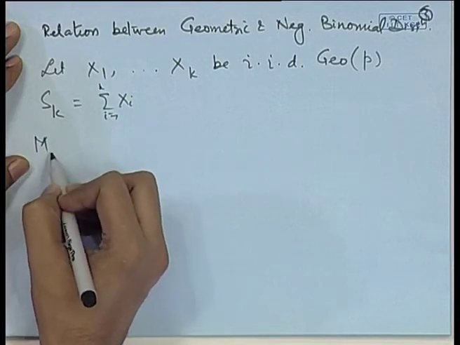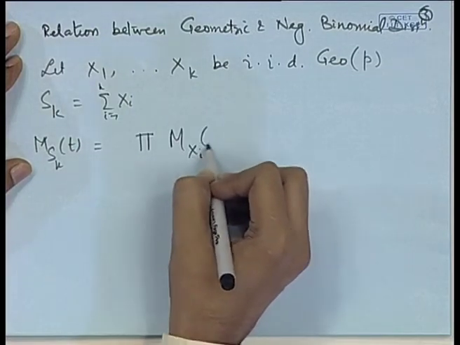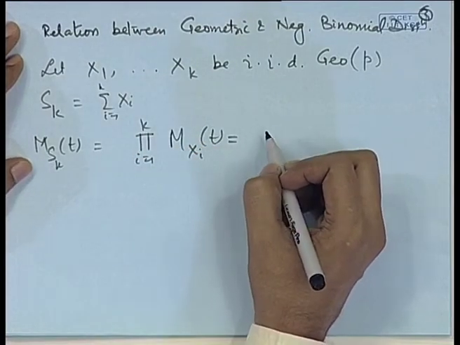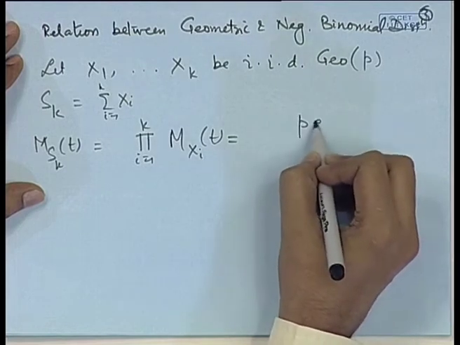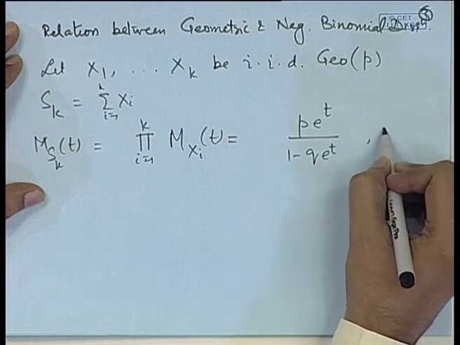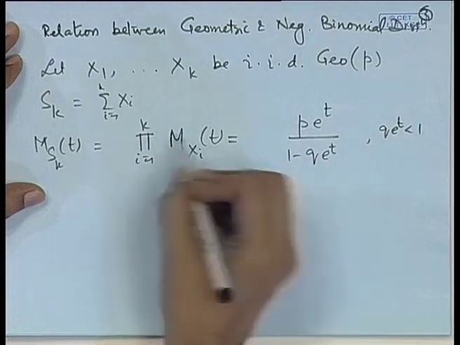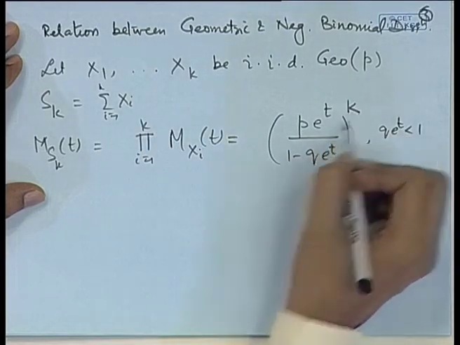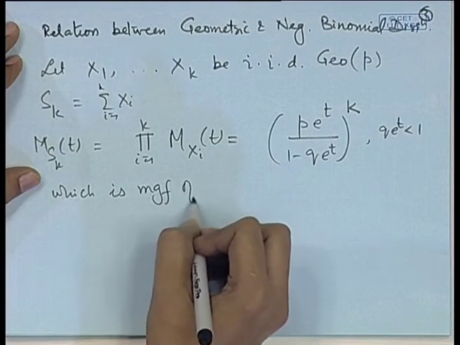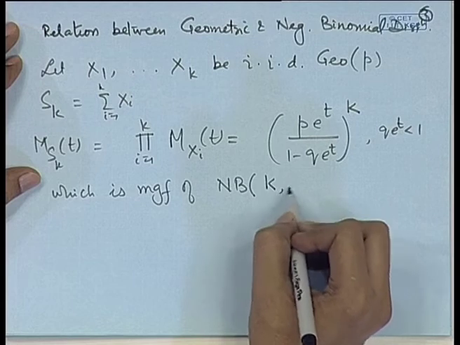Now, if I am looking at the MGF of Sk, the MGF of a geometric random variable is p e to the power t divided by 1 minus q e to the power t, where q e to the power t is less than 1. Now, when we multiply it k times, this becomes the power k, which is the MGF of a negative binomial with parameters k and p.